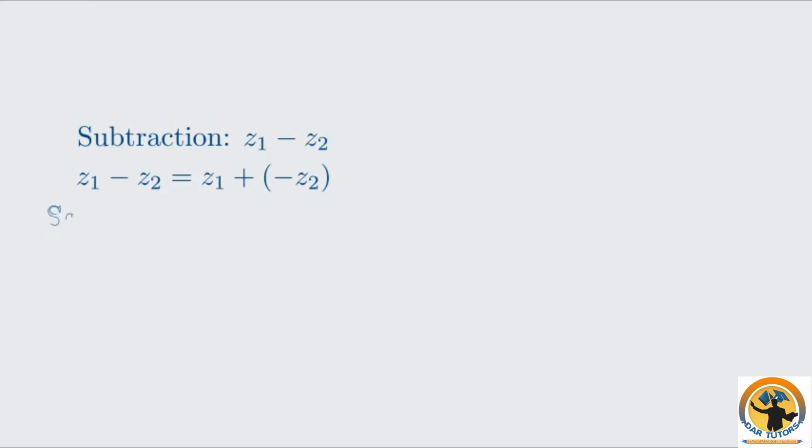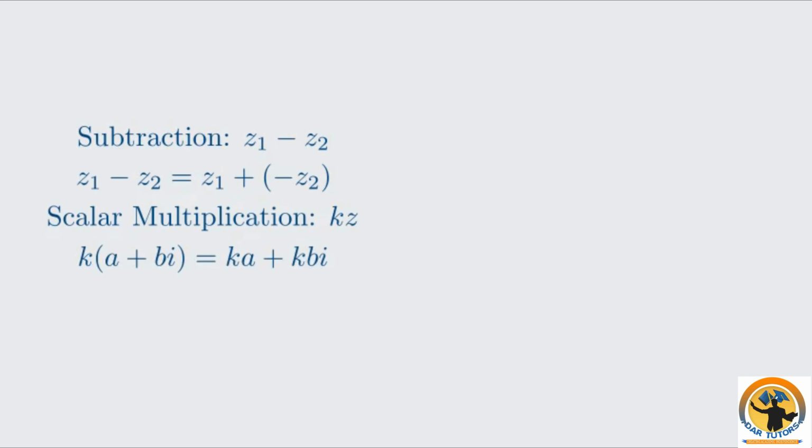Subtraction and scalar multiplication work similarly. For example, to find z1 minus z2, we add z1 to the negative of z2. To find 2z1, we scale the vector z1 by a factor of 2.